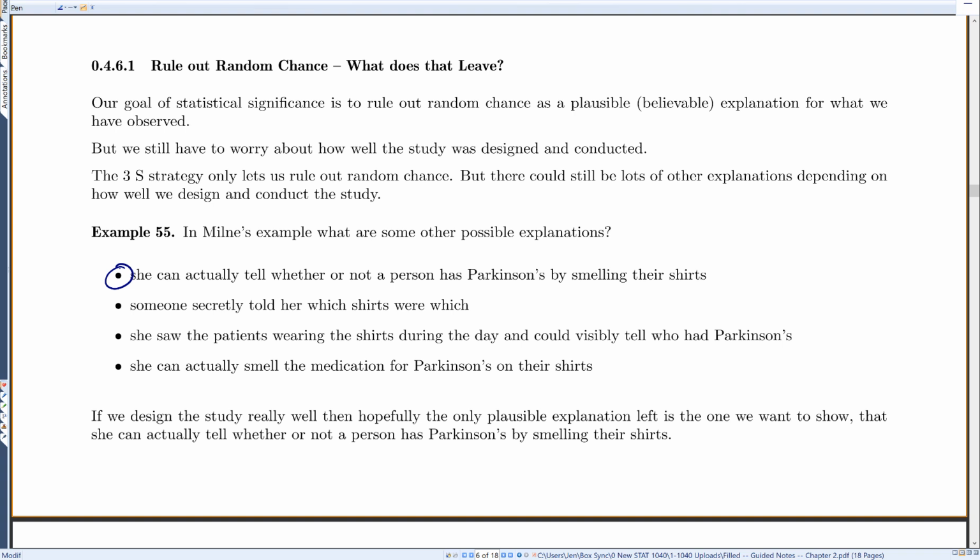So what we want to do is design the study really well so that hopefully the only plausible explanation left is the one we want to show, the research question, that she can actually tell whether or not a person has Parkinson's by smelling their shirts. Now, in this class, we'll assume that all of our studies are well designed. When you go out into the world and you're reading research articles, I highly suggest you go through and read how the study was designed before you trust the study, because not every study is designed well.